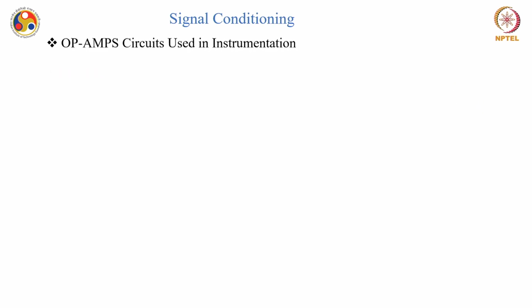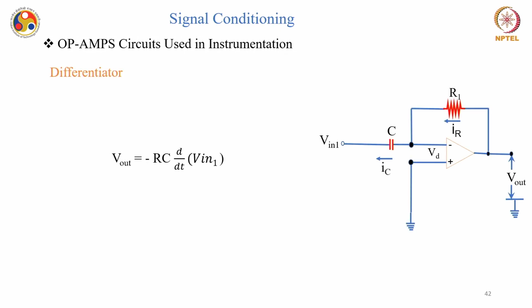Similarly, you can use it as a differentiator. When you are using it as a differentiator, you just swap the capacitor and resistor, so you use the capacitor at your input and R in the feedback. V out is equal to minus RC into d by dt of V input.